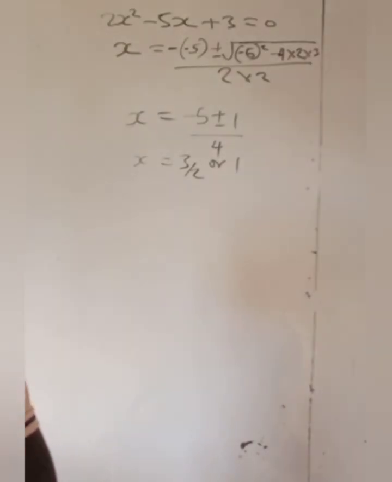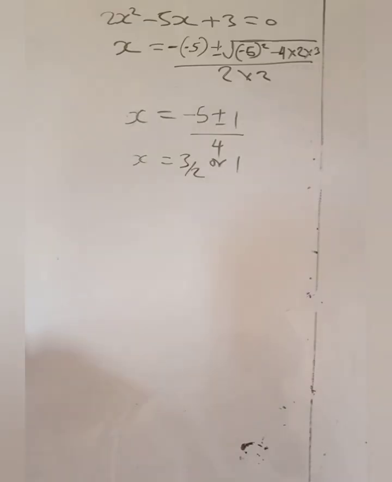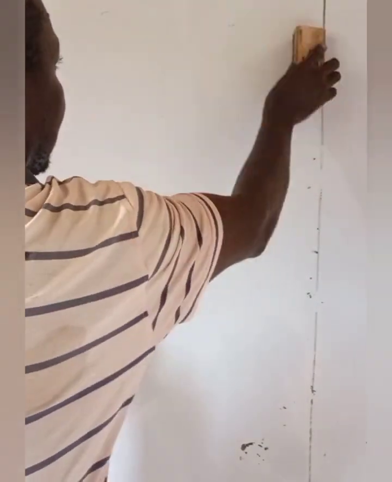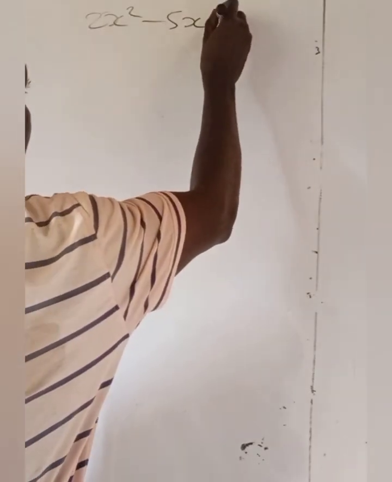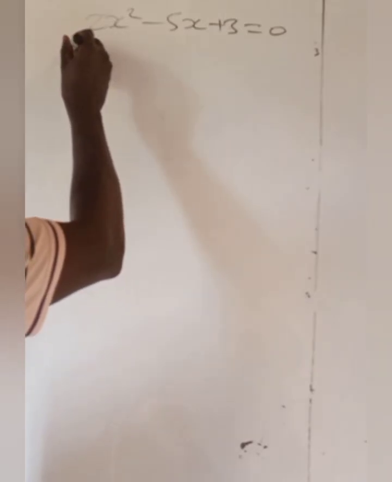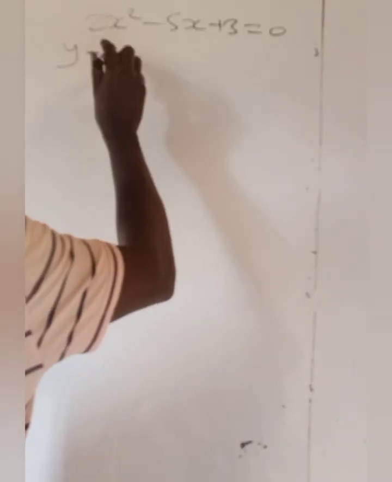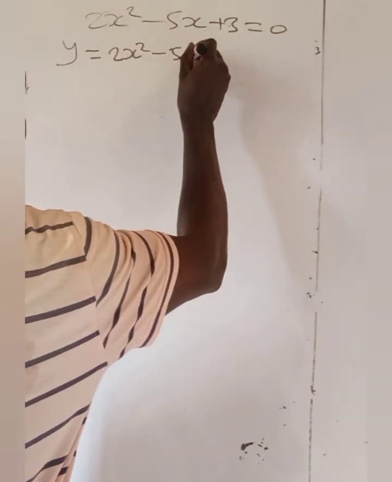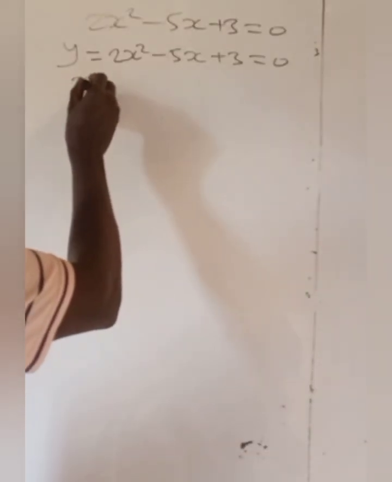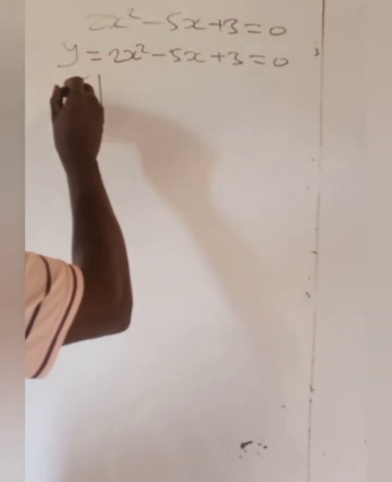Now let's look at the graphical solution to quadratic equations. Let's still hold our equation. We have 2x squared minus 5x plus 3 is equal to 0. Now how shall we solve this equation graphically? We shall change the equation to say y is equal to 2x squared minus 5x plus 3. And then we introduce a table where we have the values of x and the values of y.